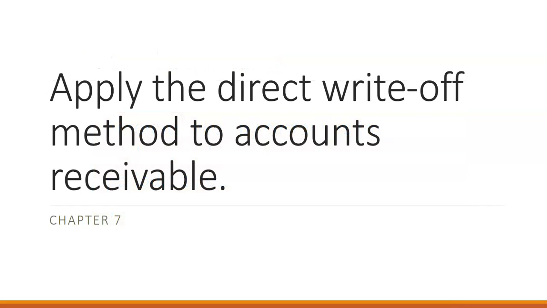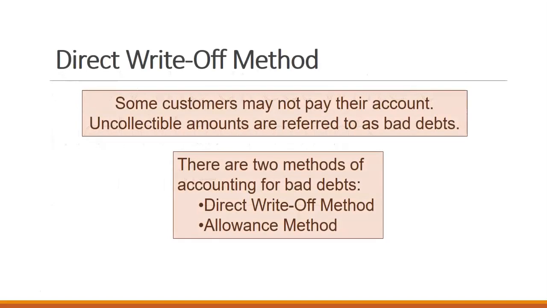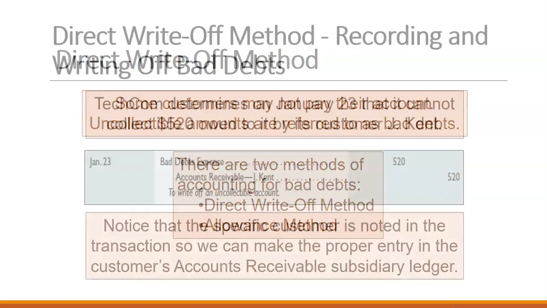Next, we're going to talk about what happens when people don't pay their accounts receivable amounts to companies. So some customers do not pay their accounts, and those are called bad debts. We then have two methods of accounting for bad debts: the direct write-off method and the allowance method.